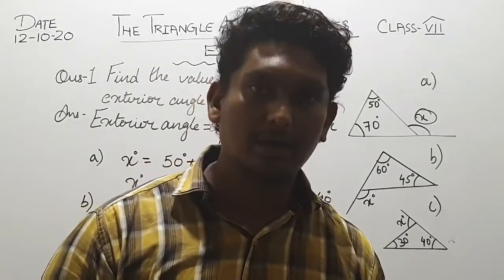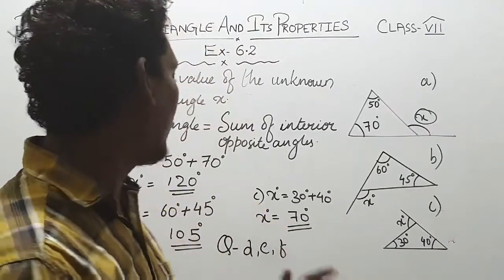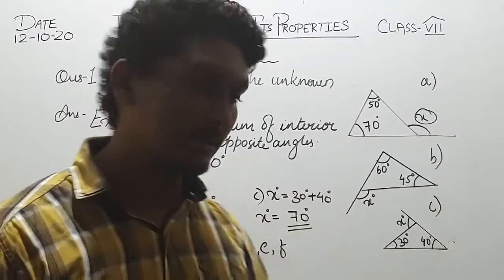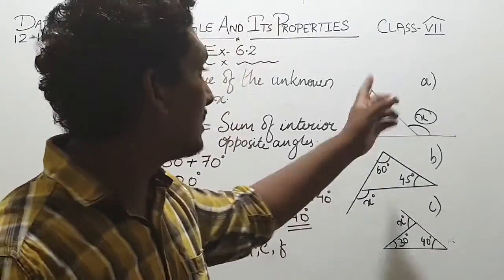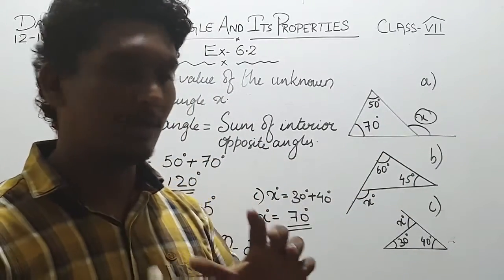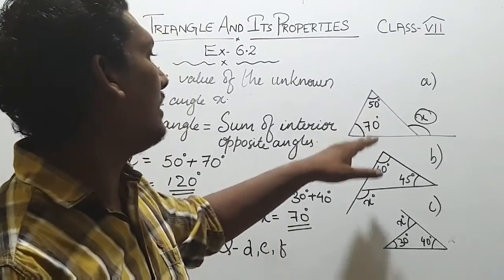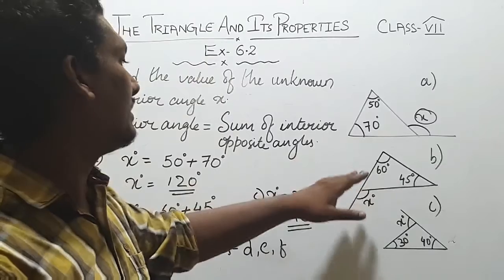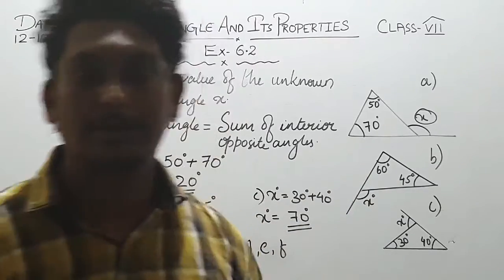So 3 questions I have already done. The rest 3 questions, D, E, F or 4, 5, 6, you have to do on your own. Same part, question number 1. This figure you have to draw small, very small, not too small, on the right hand side of the page, and just beside the figure solve the questions. Just go through it.